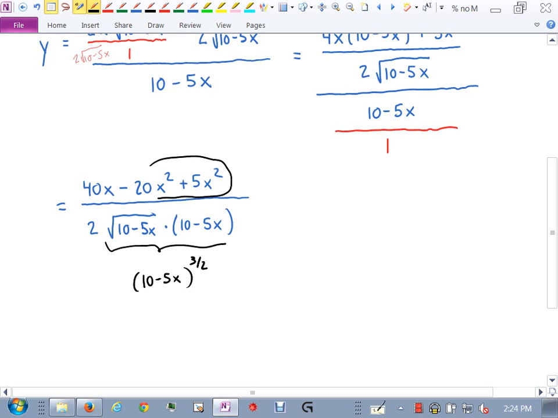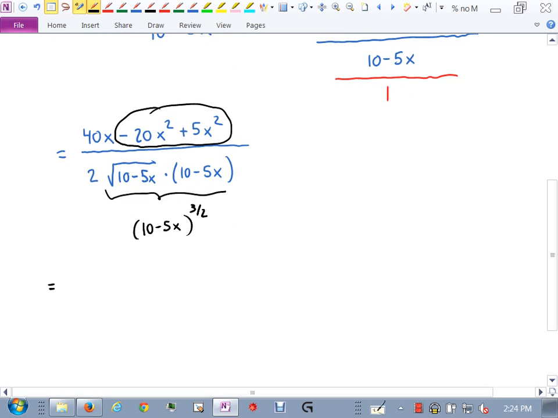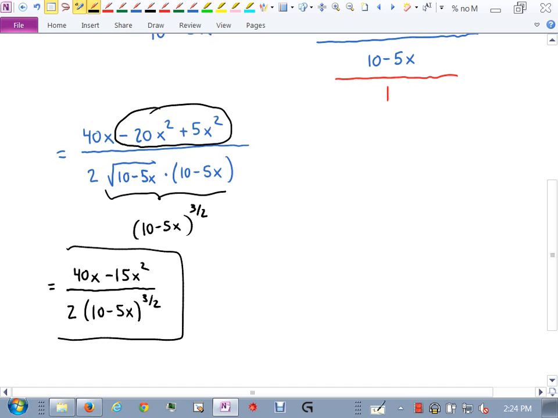Yeah, this is going to become negative 15x squared, right? So I guess it's like a final result. You could say 40x minus 15x squared over 2 times 10 minus 5x to the 3/2. Box it up.